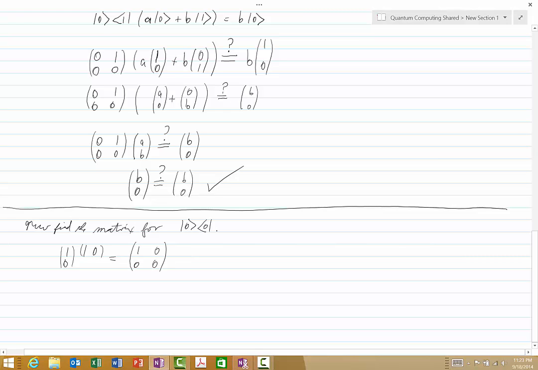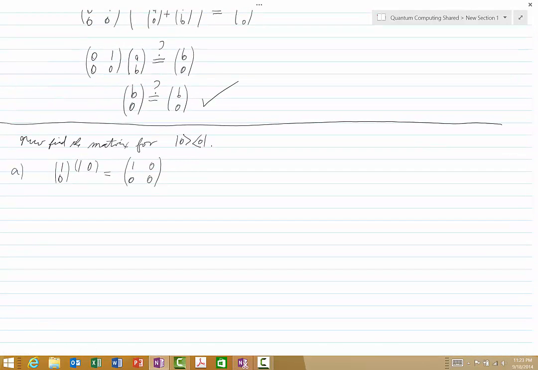And that should be the matrix that you obtained for this problem. I guess I shouldn't put a check mark, but this is indeed the answer you should get for part A of exercise 4.1. Now let's look at another one. Let's perhaps look at C.